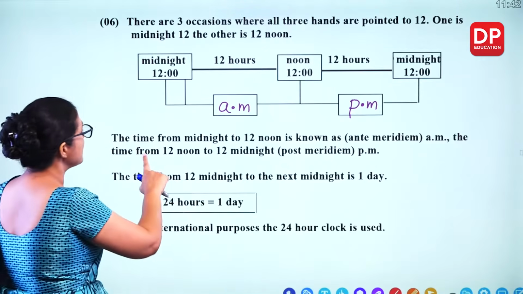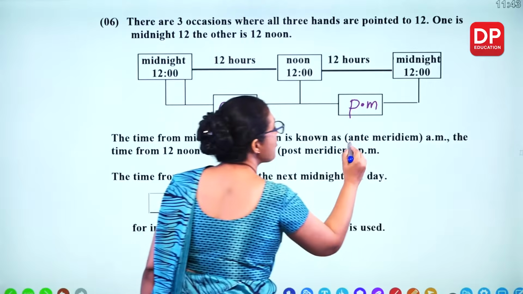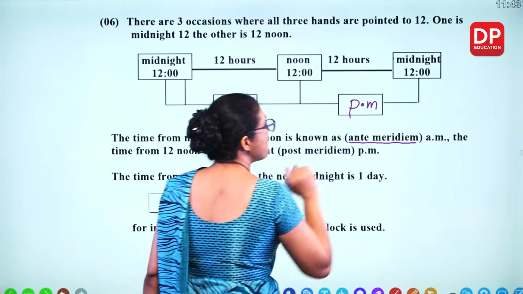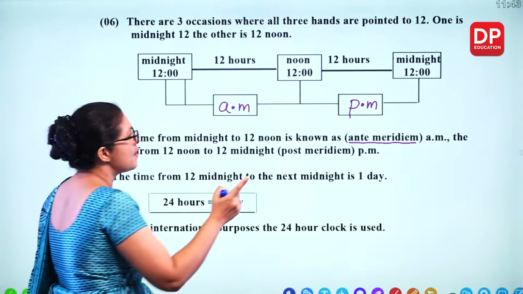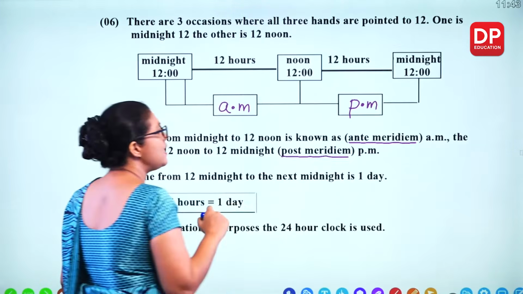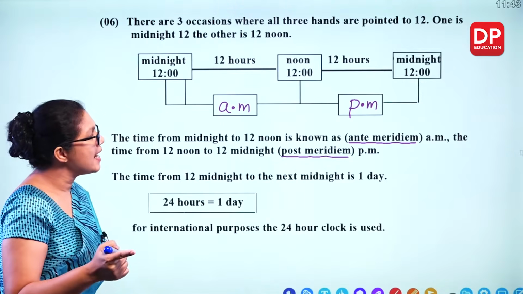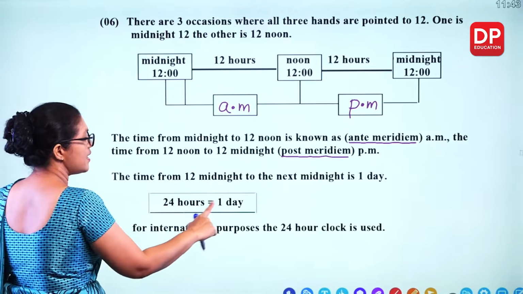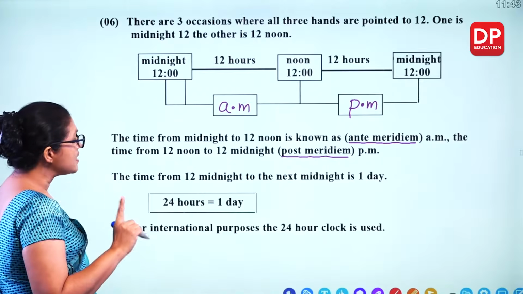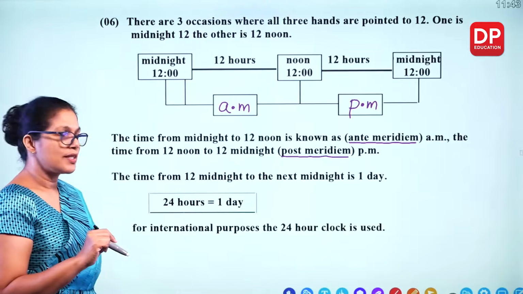Post-meridian. So the time from midnight to 12 noon is known as anti-meridian. We can say AM. The time from 12 noon to 12 midnight is post-meridian, PM. The time from 12 midnight to the next midnight is 1 day. So 24 hours is 1 day. For international purposes, the 24-hour clock is used.